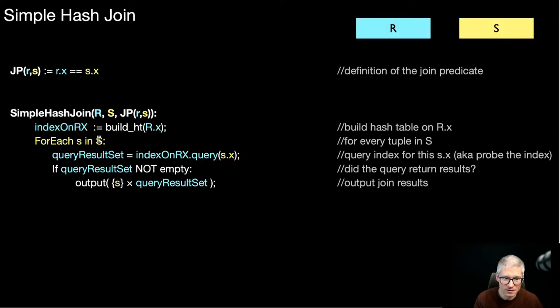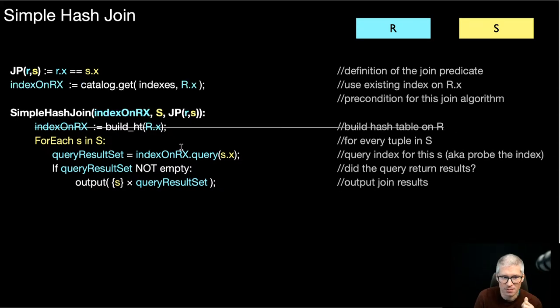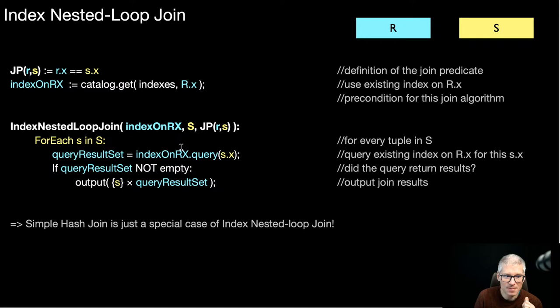That's different here. Here, I first build the index. I have to build the index, and that might cost something, of course. That's a basic thing, so you have to factor in the costs for building that index. But basically, the only thing that differs here is that in this hash join, the simple hash join, the major takeaway message for you is, it's the same algorithm.